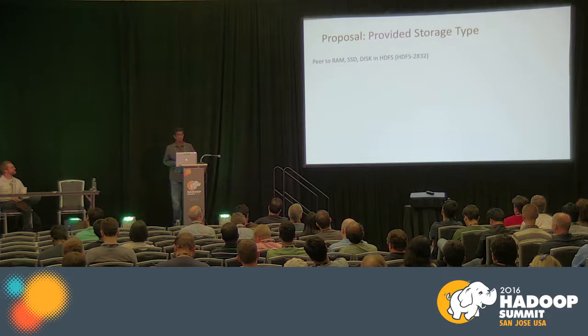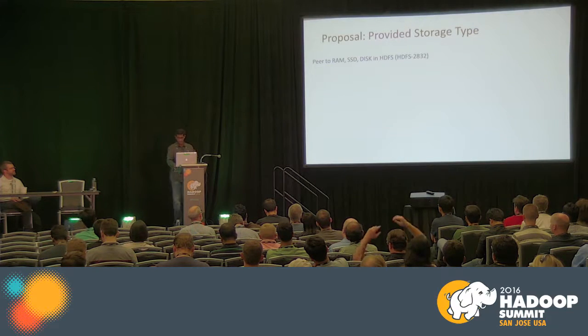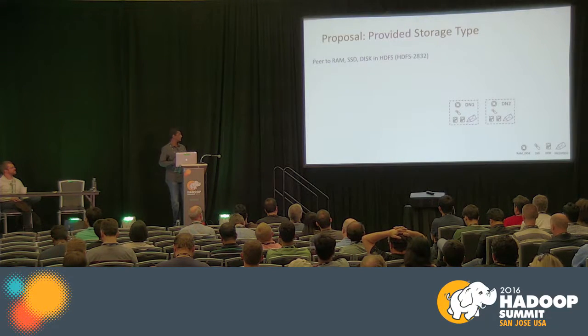So the way we are proposing to do this is by introducing a new storage type in HDFS, which we call provided. So this will be a peer to the existing storage types, which are RAM, SSD, and disk. So the data nodes would look something like this. Each data node can now have up to 4 different types of media.